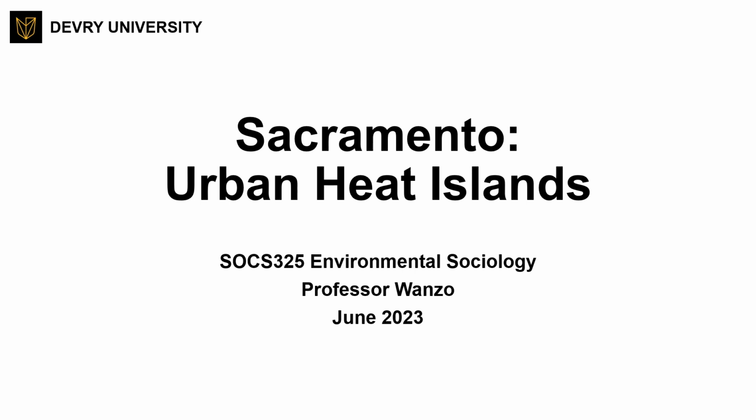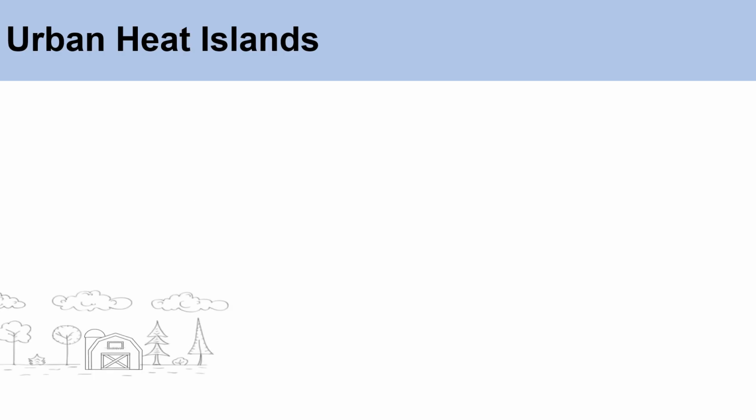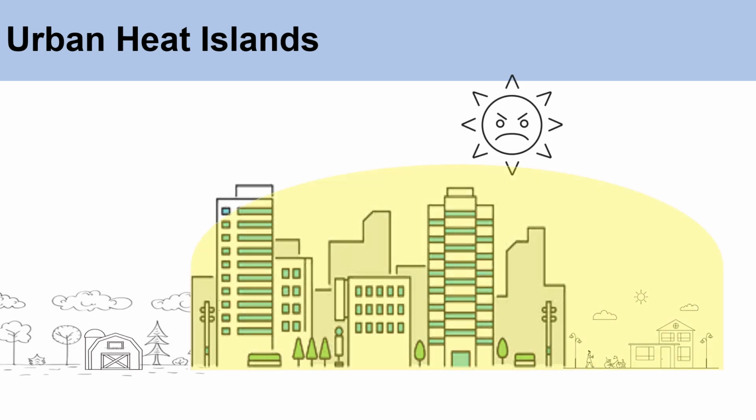Sacramento urban heat islands. In most large cities, there are rural areas, urban areas, and suburban areas. Urban heat islands, also referred to as UHIs, are urban and suburban areas that experience higher temperatures than rural areas.